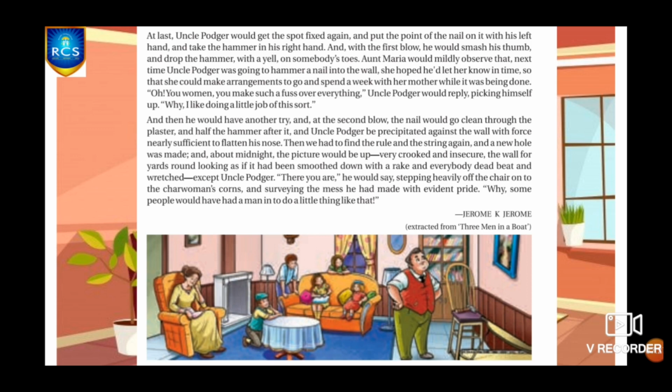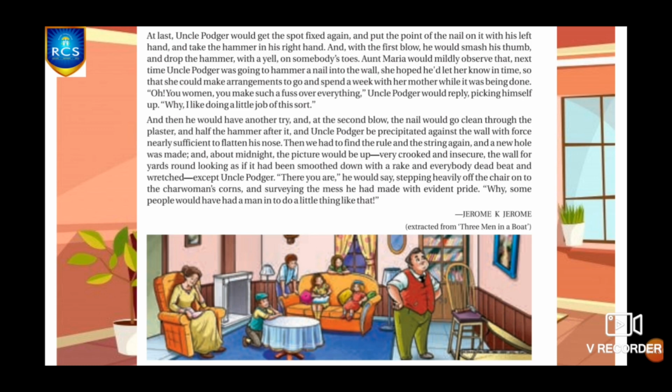And then he would have another try, and at the second blow the nail would go clean through the plaster and half the hammer after it, and Uncle Podger would be precipitated against the wall with force nearly sufficient to flatten his nose. Then we had to find the rule and the string again, and a new hole was made, and about midnight the picture would be up, very crooked and insecure.